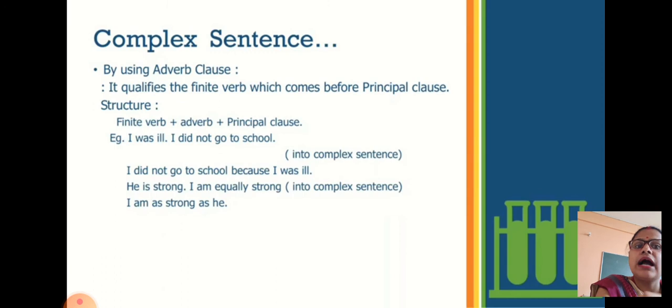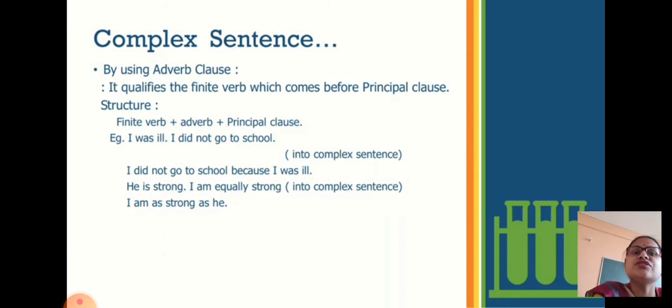He is strong, I am equally strong. Now we are going to change it with the help of an adverb clause: I am as strong as he. This also gives you the same meaning. He is strong, I am equally strong. It means he is also strong, I am also strong. So, I am as strong as he.